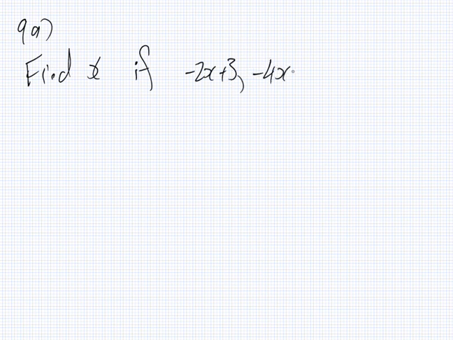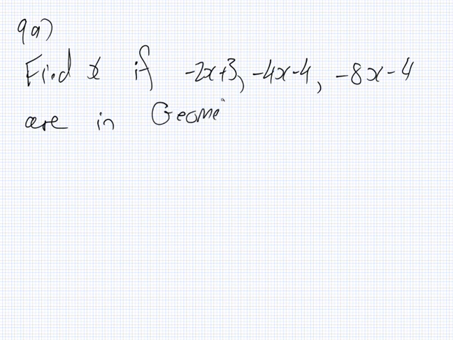(9a). Find x if minus 2x plus 3, minus 4x minus 4, and minus 8x minus 4 are in geometric progression.